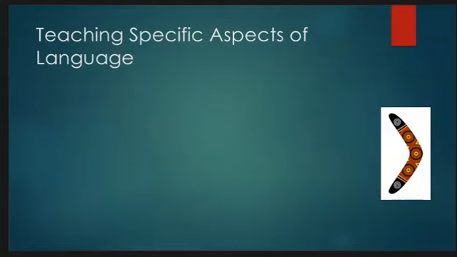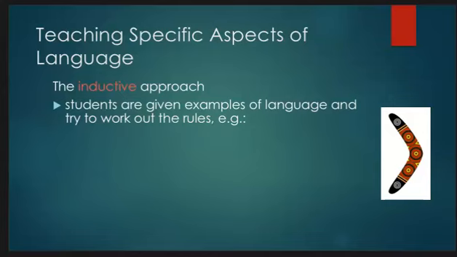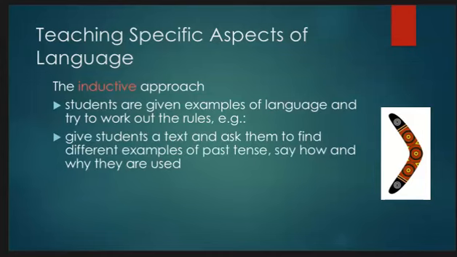Another approach is to teach language forms inductively. And so with an inductive approach, students are given examples of language, and then they try to work out the rules that are at play in the examples. So, for example, students might be given a text and then asked to find different examples of, for example, past tense in the text. And then looking at those examples of past tense, students are asked to say sort of how and why they are used in the ways that they are. And this can work really well for reading and listening tasks.